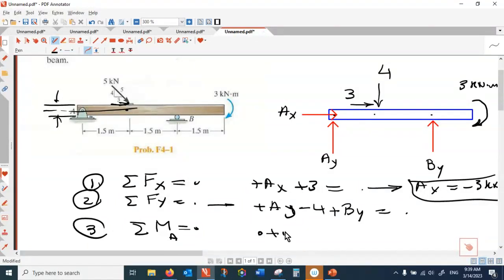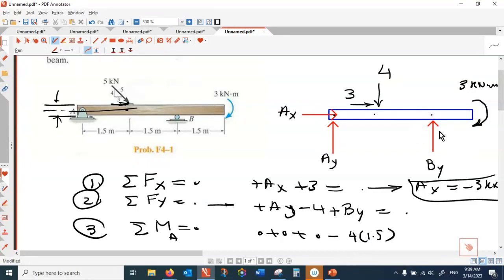So that is 0 plus 0 plus 0. And then how does 4 with respect to A make rotation? Does it make a clockwise rotation or counterclockwise? Clockwise. So that is negative, and the magnitude of rotation is 4 multiplied by the distance. What is the distance of 4 to point A? 1.5. So that is minus 4 times 1.5.